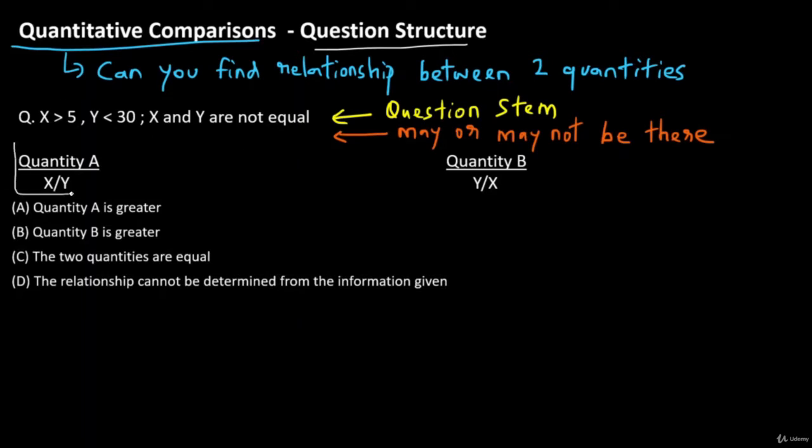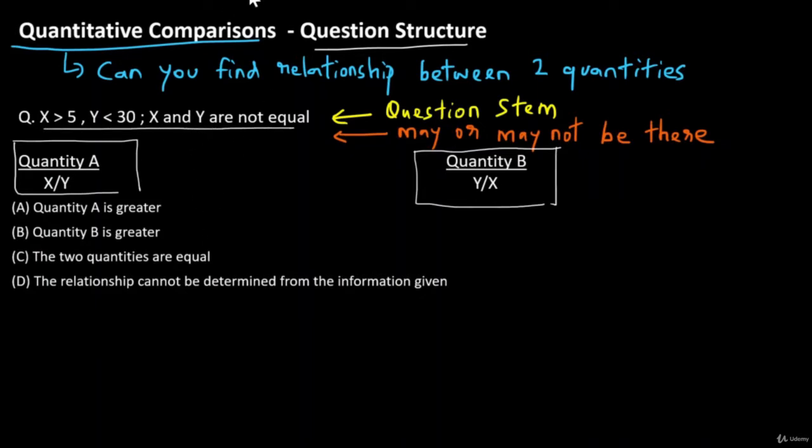Over here you can see that quantity A is given, which is X by Y for this question. Similarly, over here you can see quantity B is given, which is Y by X in the case of this question. So you will be given two quantities, alright, and then you have 4 answer options out of which you need to choose the right option which rightly describes the relationship between these two quantities. Alright, now as I've already mentioned, you may or may not have a question stem over here. So in some questions, some extra information will be given over here, and in some questions directly quantity A and quantity B will be given to you.